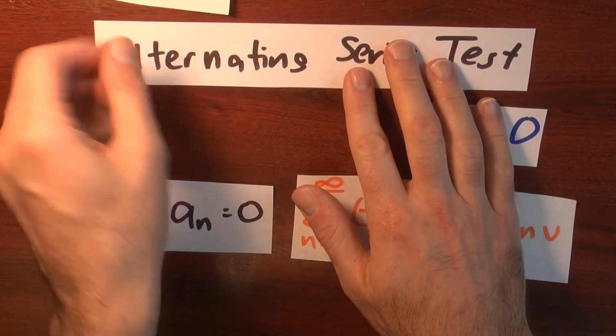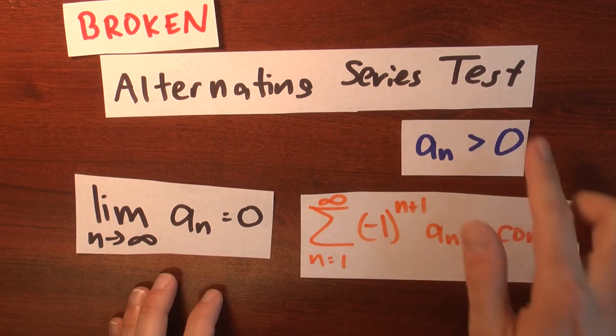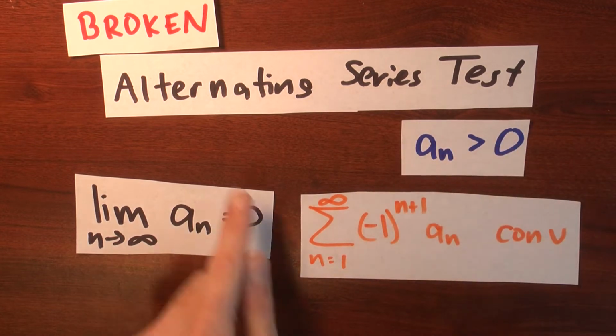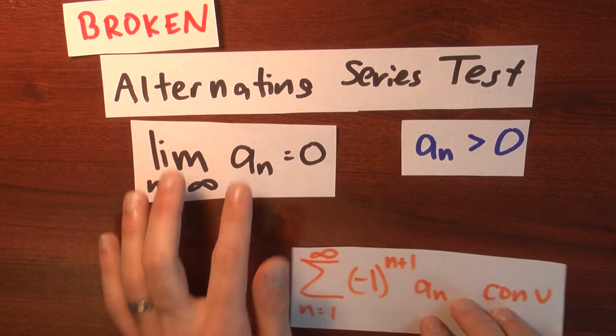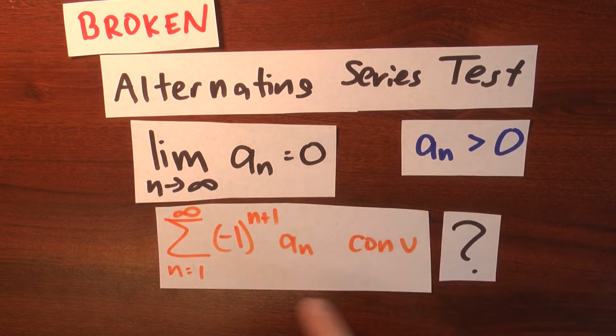I could call this the broken alternating series test. I'm just going to assume that the a sub n's are positive and that their limit is 0. And if I just make these two assumptions, is it then the case that this alternating series necessarily converges? So to see how broken this really is, the question is this. Can you think of an alternating series where the terms are going to 0, but the series diverges?